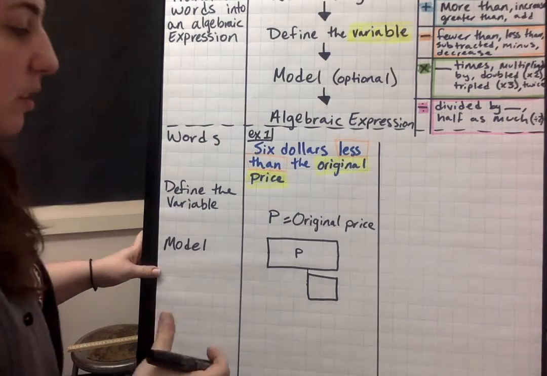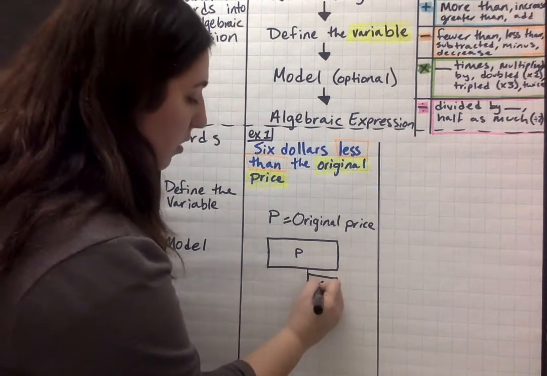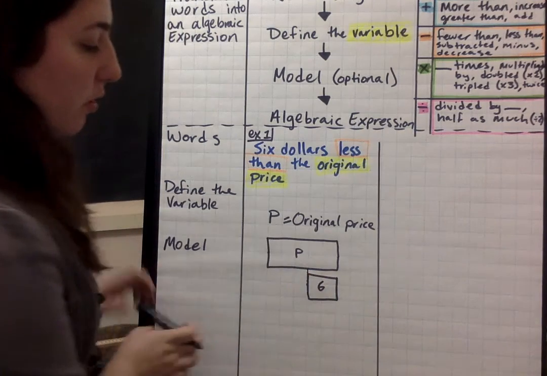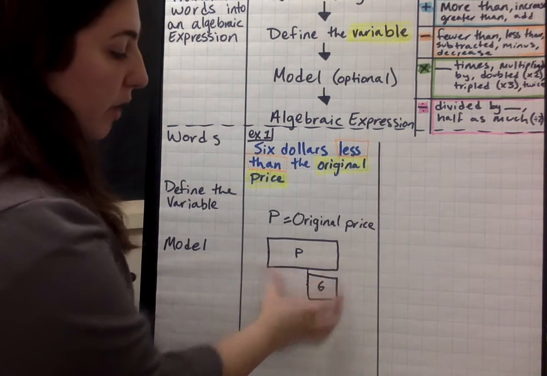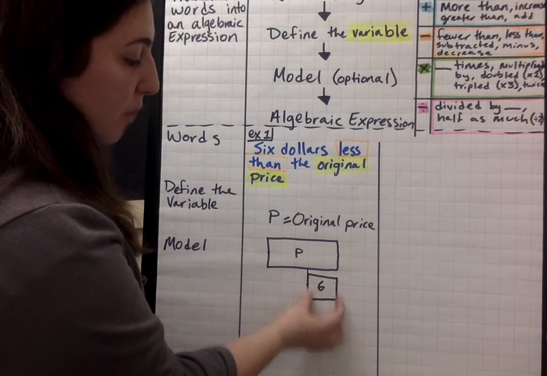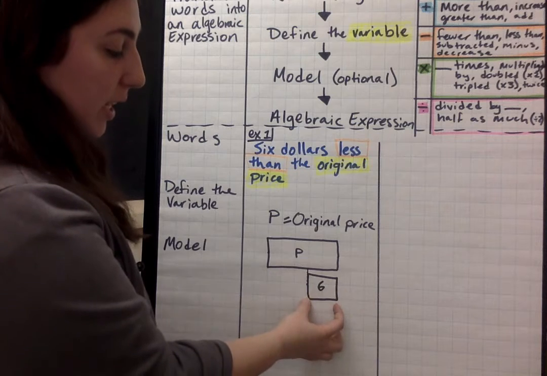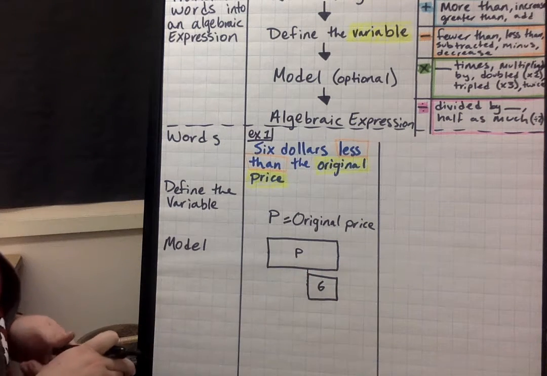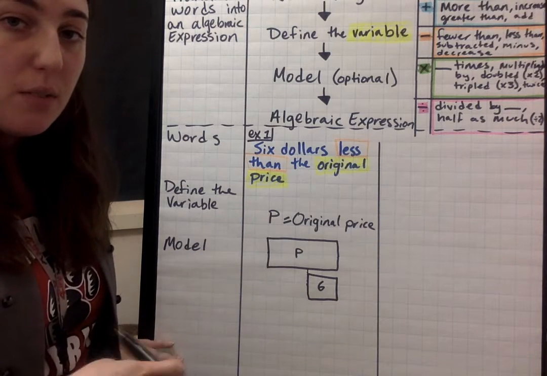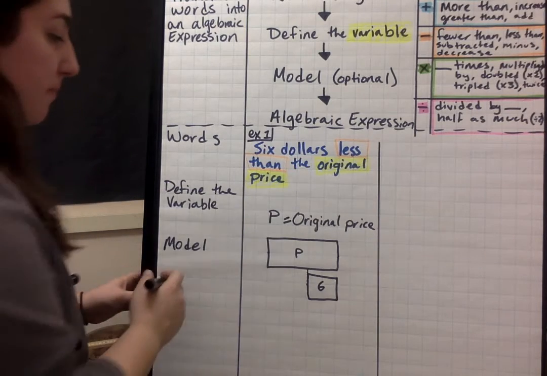So maybe somewhere over there, and this is 6. Okay, so it's $6 less than the original. So here's my original bar diagram, and I'm showing that I'm taking 6 away, okay? By drawing it like this, I'm showing that I'm taking 6 away. So now that I've drawn my model, I can try to represent it with an algebraic expression.